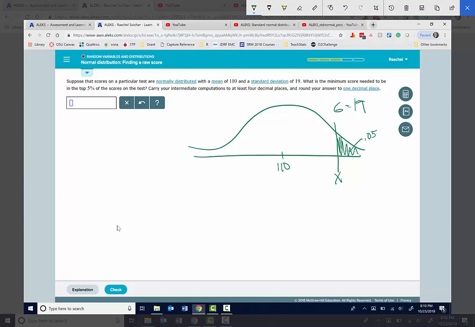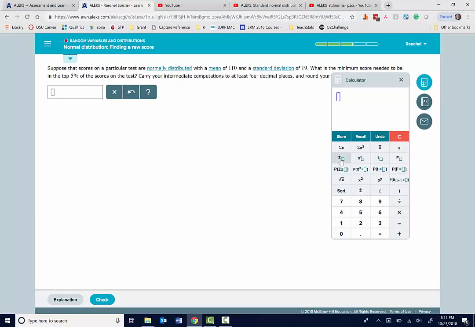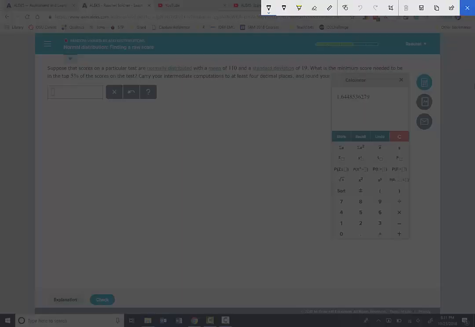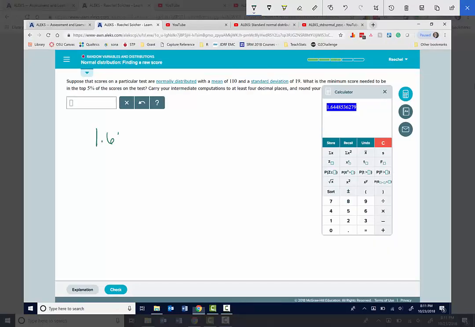Okay, and so this is actually a little bit more straightforward than the problem we just worked on. And so x minus 110 over 19 is equal to, and when I say it's easier, it's just because this area is already to the right, so we don't have to think about, do I use 0.05 or do I use 0.95? So we'll go to the calculator to get the z value for 0.05. So we have 1.6449 is equal to x minus 110 over 19.